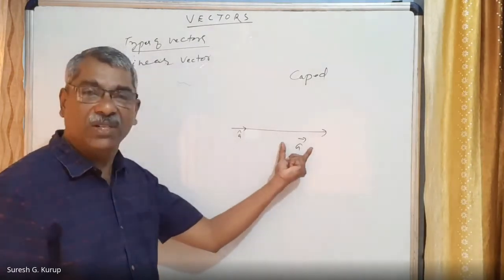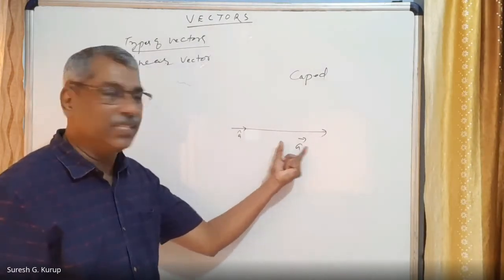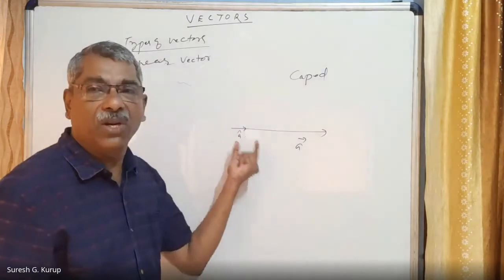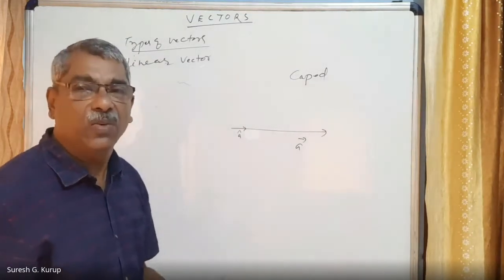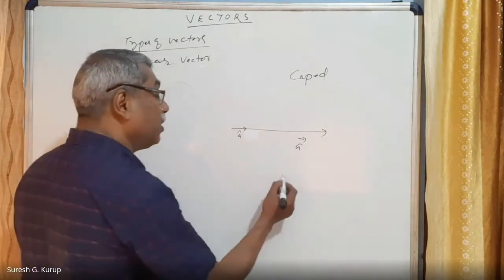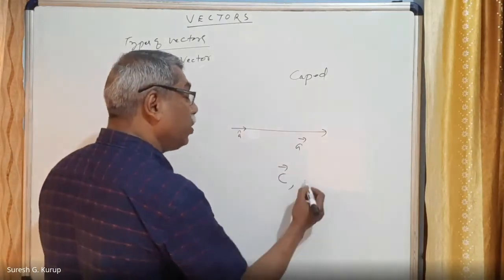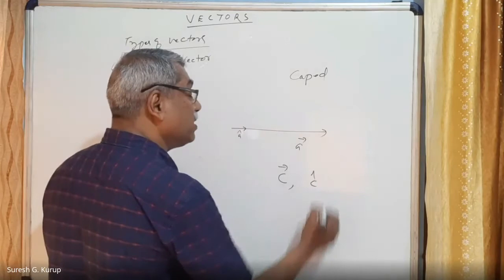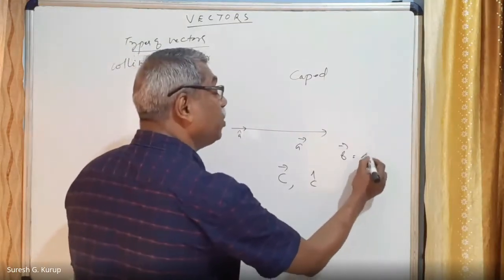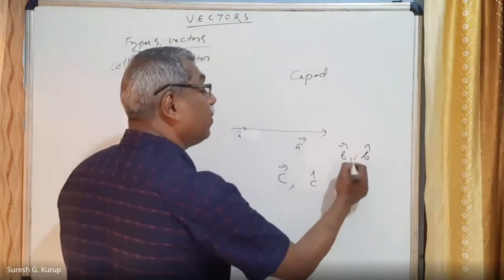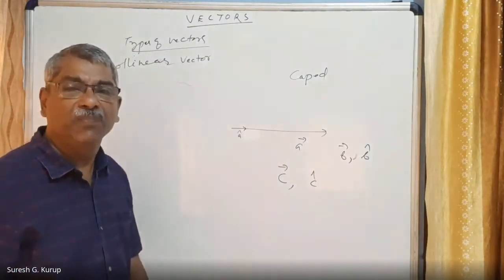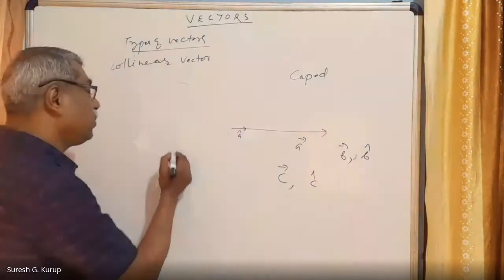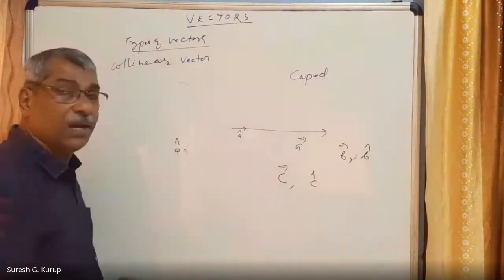What is the unit vector A? Unit vector A is equal to A capped. What is the unit vector of B? That is equal to B capped. What is the unit vector of C? That is C capped. This is vector C, and the unit vector is C capped. This is vector B. What is the unit vector? Unit vector is B capped, etc. Am I correct?